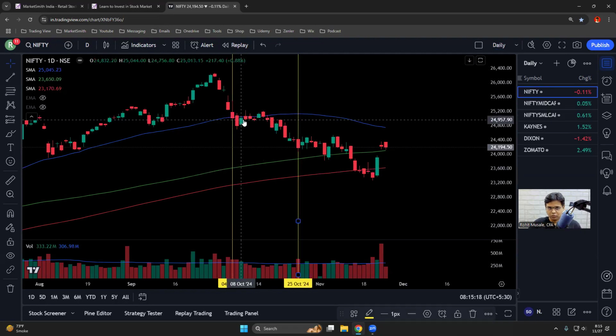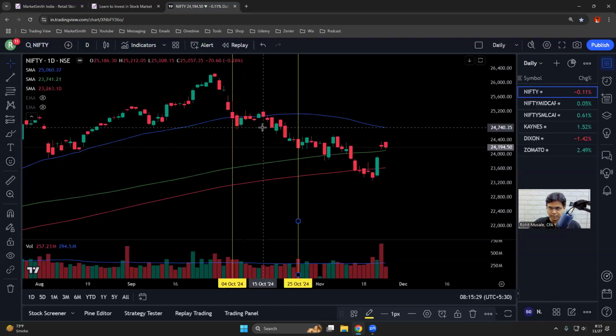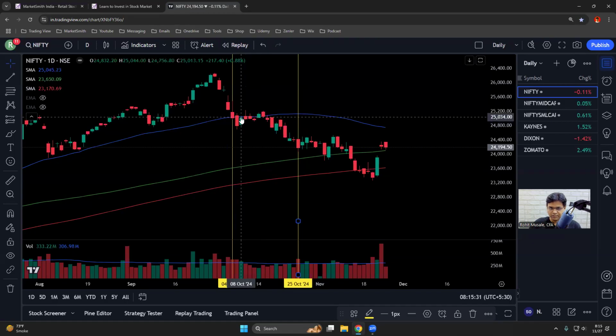See, the market is close to the 50-day. That's what they say here. The index may be close to its 50-day or 200-day moving average support level. So is it close? Yes, it is close during that period, right? It is close to one of these levels.